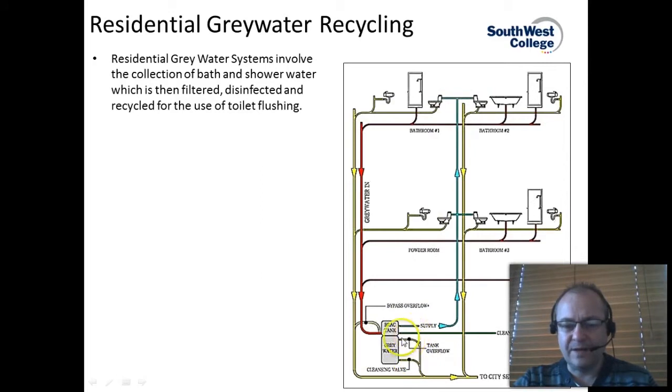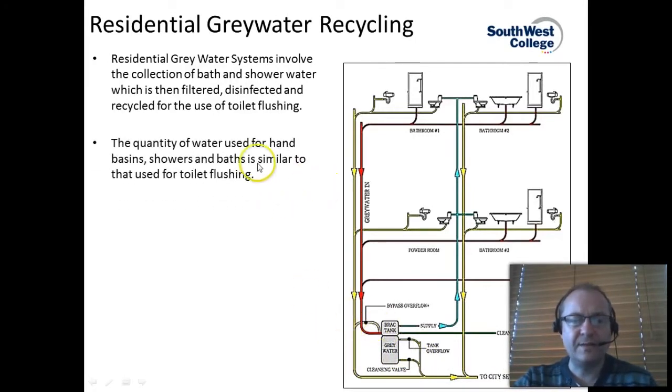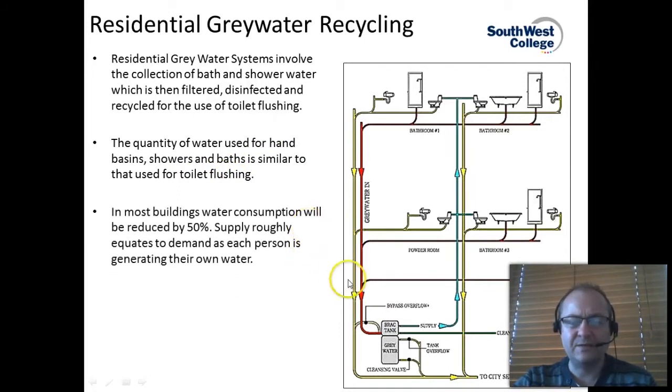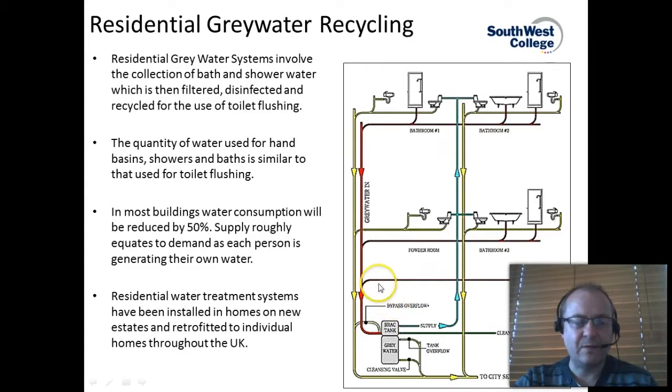On your grey water system here as well, you have an overflow, so if there's too much grey water it'll go straight out into the sewer system, and then you have a cleaning valve that allows for maintenance and cleaning of the system. The quantity of water used for hand basins, showers and baths is similar to that needed for toilet flushing, so it's a good match. And in most buildings, as we've already said, the consumption will drop by at least 50% upon the installation of a grey water recycling system.